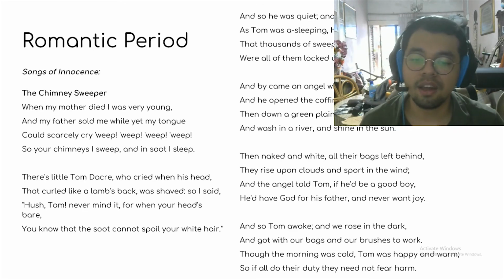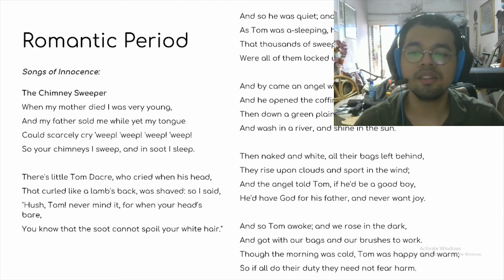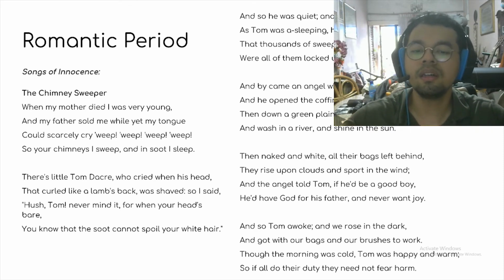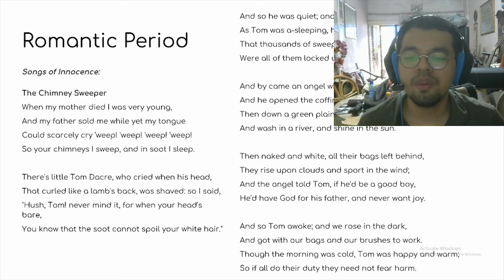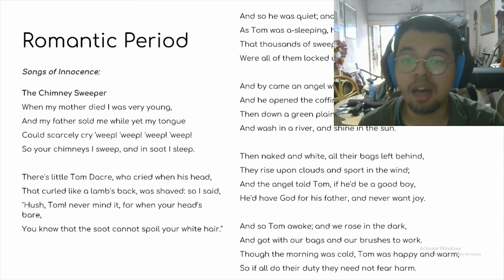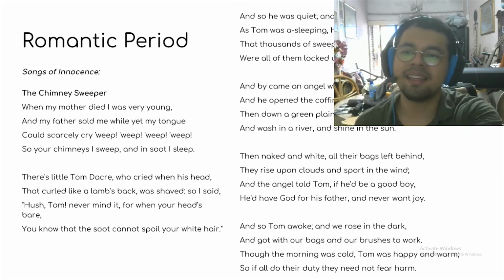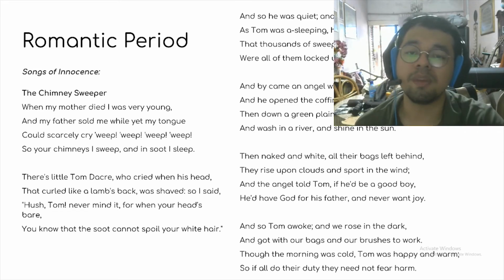So at last, they all go to heaven because they did such good work. Because though the morning was cold, Tom was happy and warm. So if all do their duty, they need not fear harm. Kalau buat kerja tak risau, selamat lah dorang. Kesian. There's even a line here where they are all locked up in coffins of black.